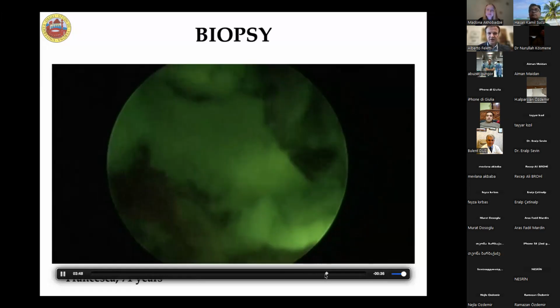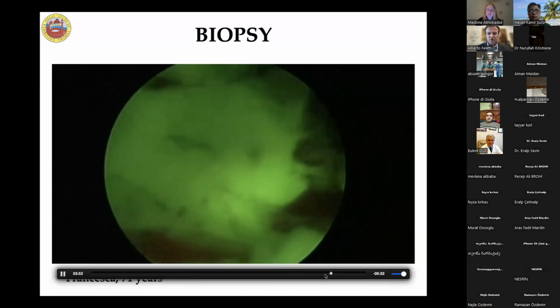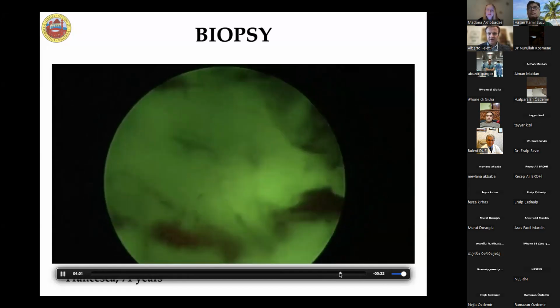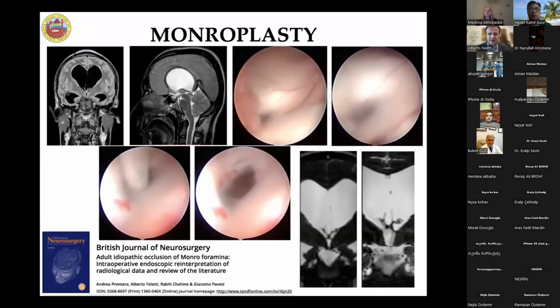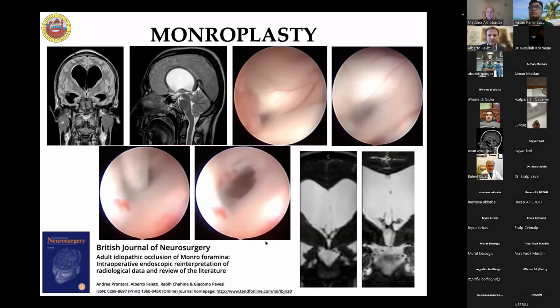And then after the removal, I used fluorescein sodium just to check the surgical field after the operation. There are cases where the patient has a biventricular hydrocephalus due to the atresia of the Monroe foramina, like in this case of this patient.